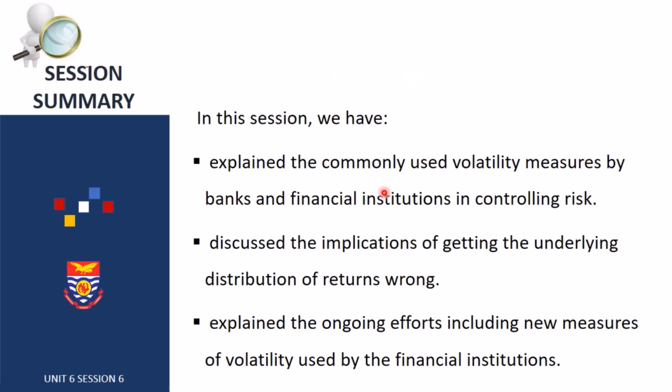So in this session, we have explained the commonly used volatility measures by banks and financial institutions in controlling risk, discussed the implications of getting the underlying distribution of returns wrong, and explained the ongoing efforts, including new measures of volatility used by financial institutions in addressing the issues of risk.